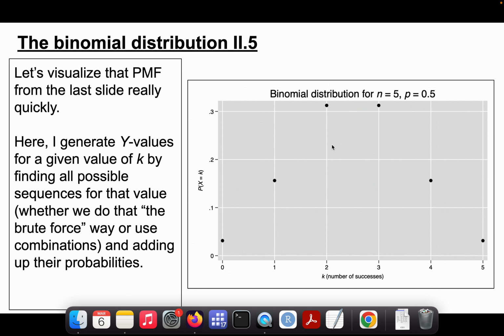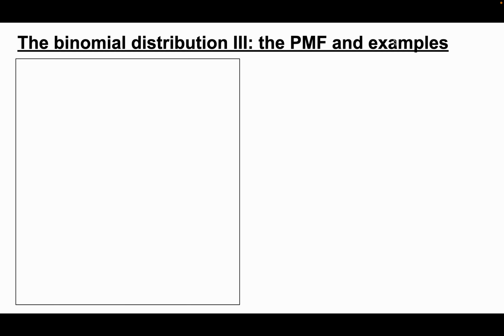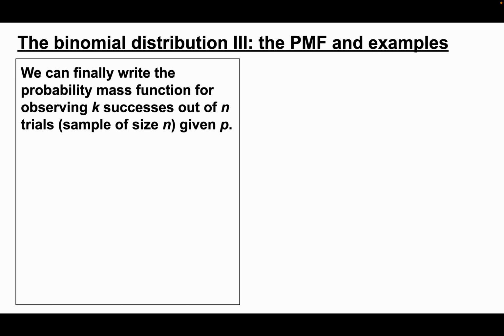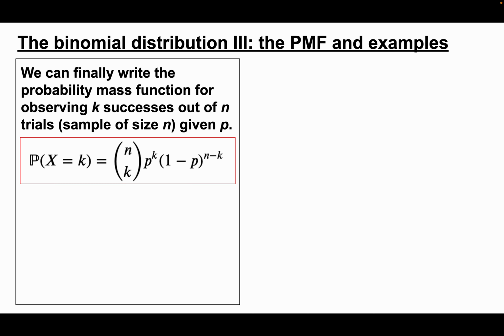And you'll see indeed that this distribution is often symmetric, although not far from always, but it often ends up looking fairly symmetric anyways in large ranges. Okay, cool. So we can finally write out our probability mass function for observing k successes out of n trials for a sample of size n, given some population probability p, and it is this.